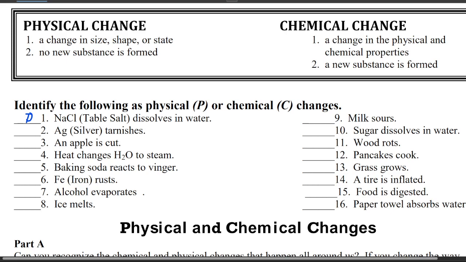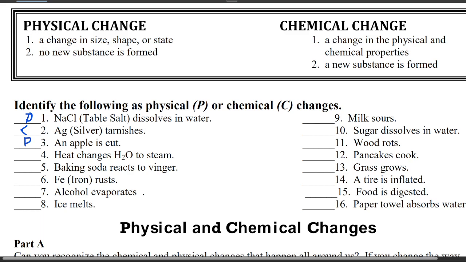So number two, silver, or Ag, tarnishes. Now, we know one of our examples from the notes, tarnishing, for example, rusting, that is a chemical change. That is essentially reacting with oxygen. Like rust is iron oxide, for example. Number three, an apple is cut. There's no chemical reaction happening here. It's just a physical change. You're just changing the shape, not the composition.